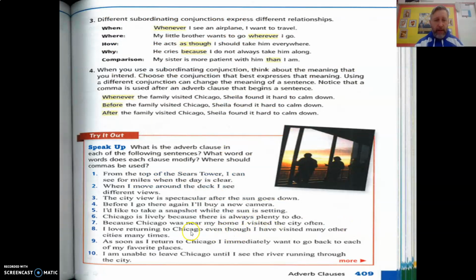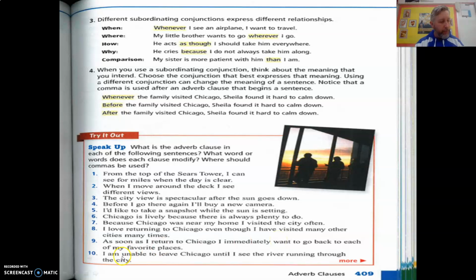"Even though I have visited many other cities many times." Remember, you have a string of prepositional phrases in here. You just keep going with it. And so then, what is it describing? The word love. "As soon as I return to Chicago" is the phrase for 9, and then it modifies want.